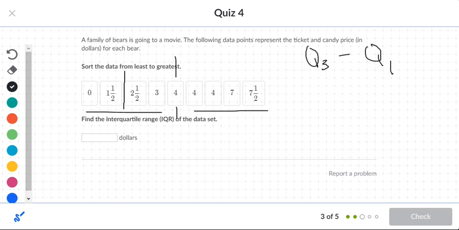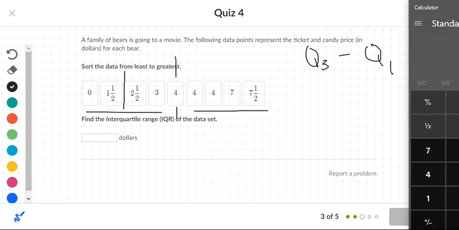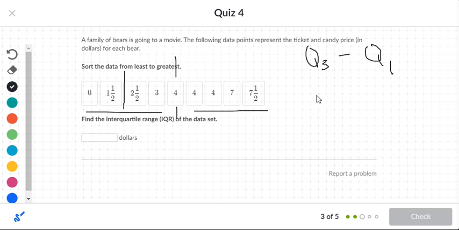If we want, we could use a calculator and set these as decimals. So instead of saying 1 and 1 half, we could say 1.5 plus, instead of saying 2 and 1 half, we could say 2.5. We add it up, we get 4. We divide 4 by 2, and of course my answer is 2. So quartile 1 is 2.